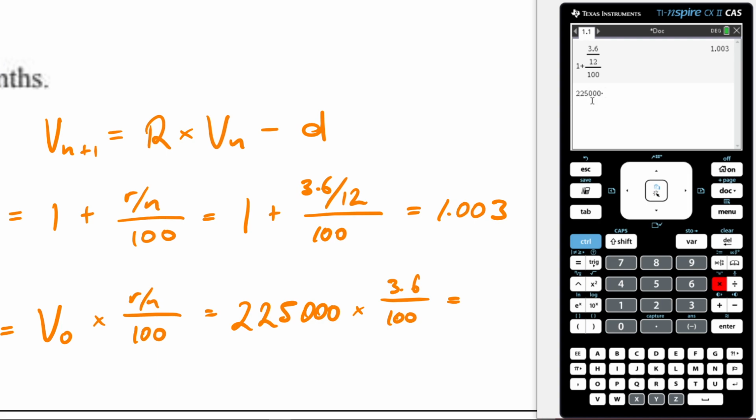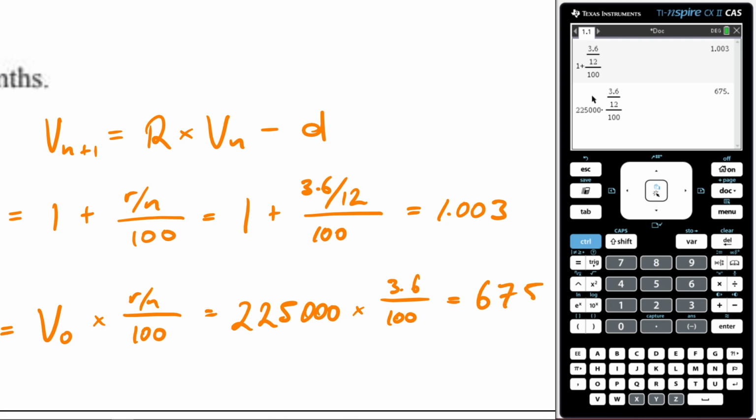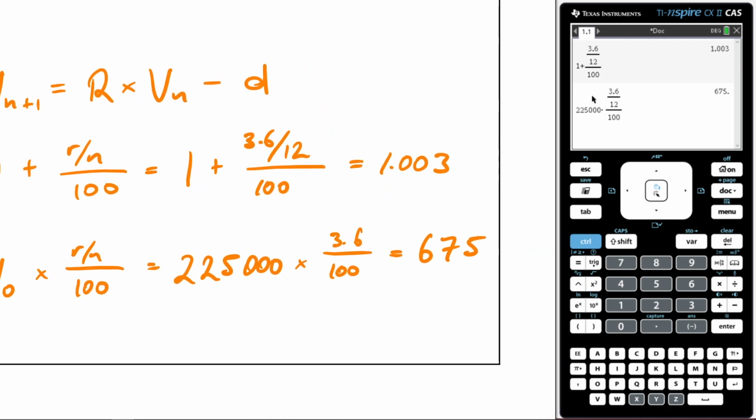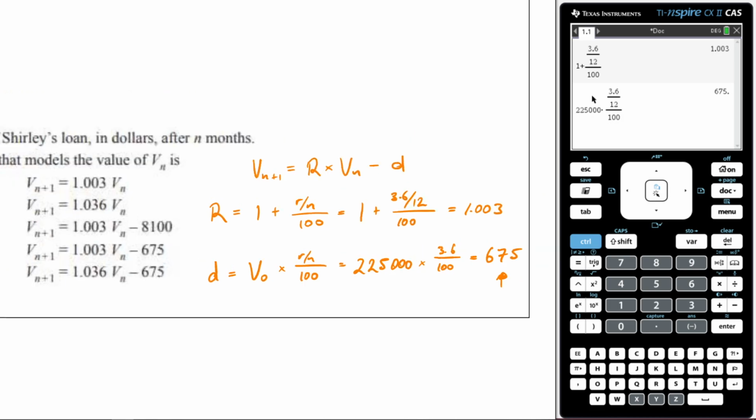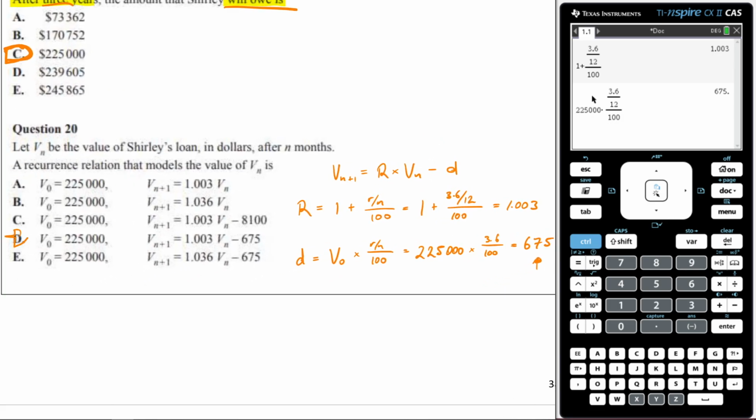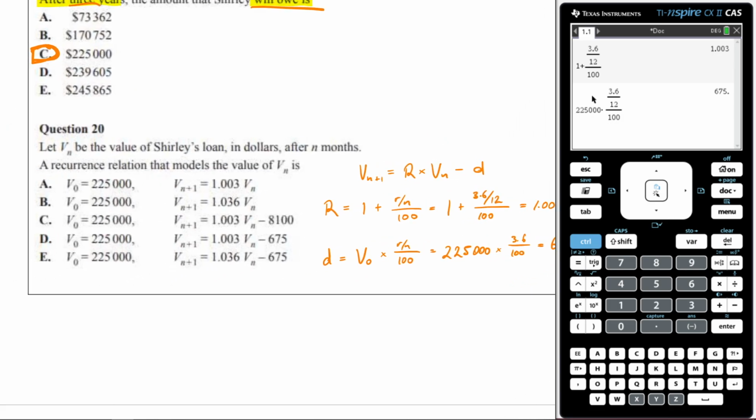225000 times it by... Now I'm just going to come up here and get rid of this plus 1. Times it, 675. That will be my repayment. And remember, this is my repayment, but it's also the amount of interest that is generated each month, because the interest is equal to the repayment. Looking through those options, it looks like D. It always messes up every time I do it too close to the edge. But the answer will be D, because I've just got that and that, which is what I found.